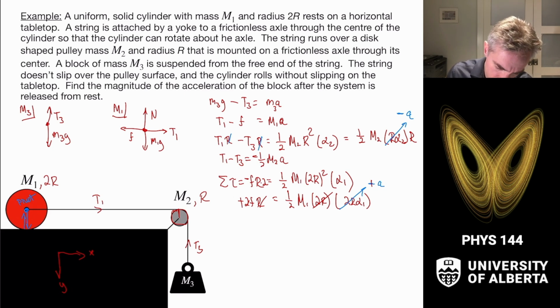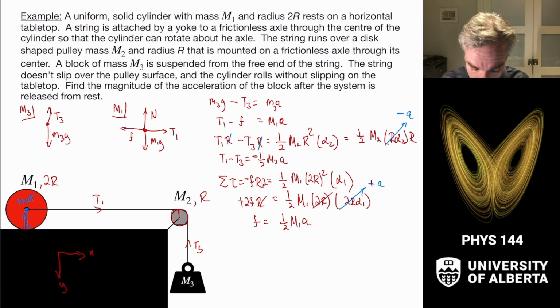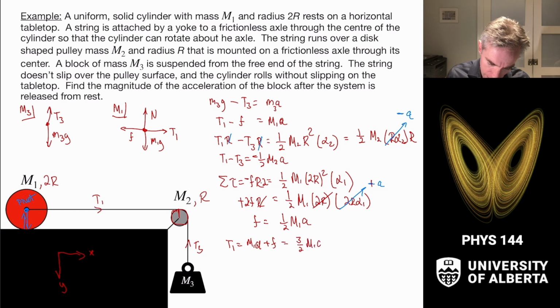So we have an expression for the force, which is equal to 1/2 m1a. So that gives me a nice expression for the magnitude of the friction force, and we finally have closed the system. So what we'll do is stick our expressions for T1 and T3 into this expression right here. We see that T1 is equal to m1a plus f. So that's equal to 3/2 m1a from this expression right here.